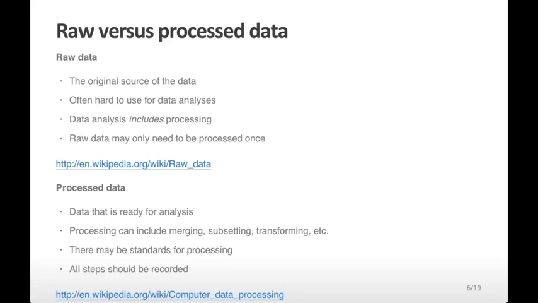There may be standards for processing for particular types of data, and those standards are often used over and over and over again. But all steps should be recorded because you might do something slightly different in the way that you process the data.